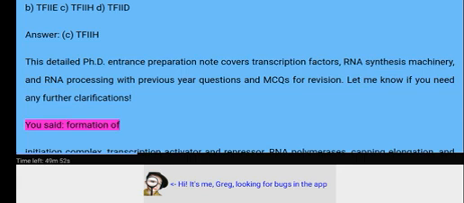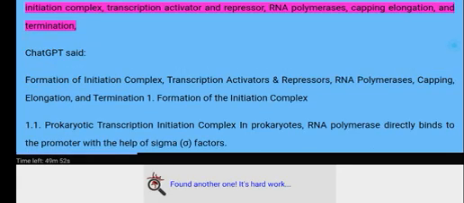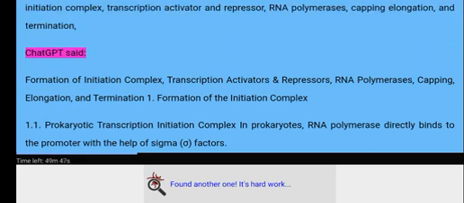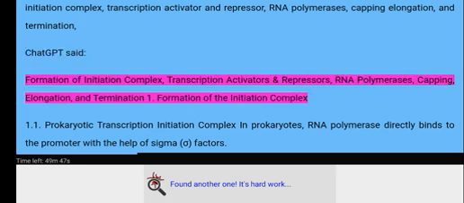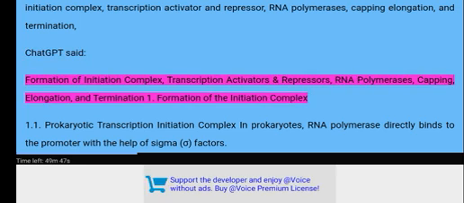Formation of the initiation complex, transcription activators and repressors, RNA polymerases, capping, elongation, and termination. 1. Formation of the initiation complex.